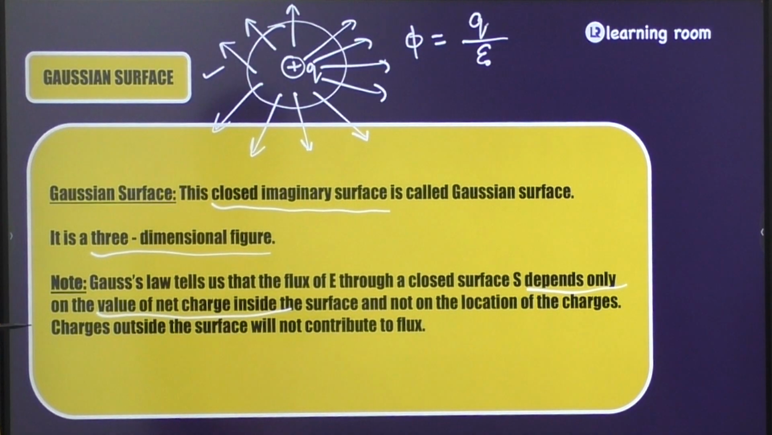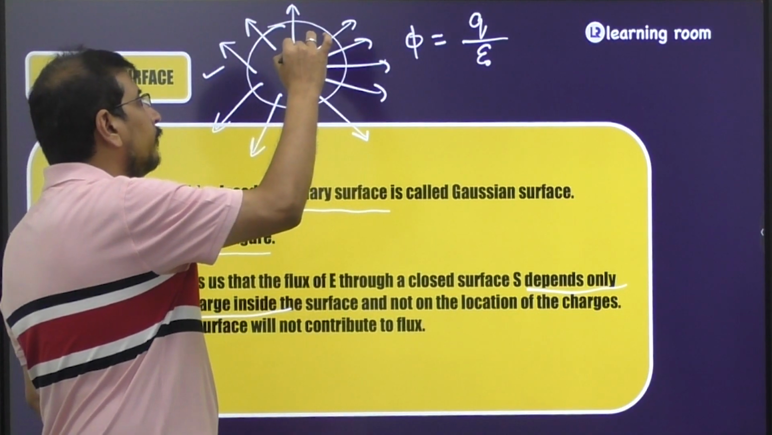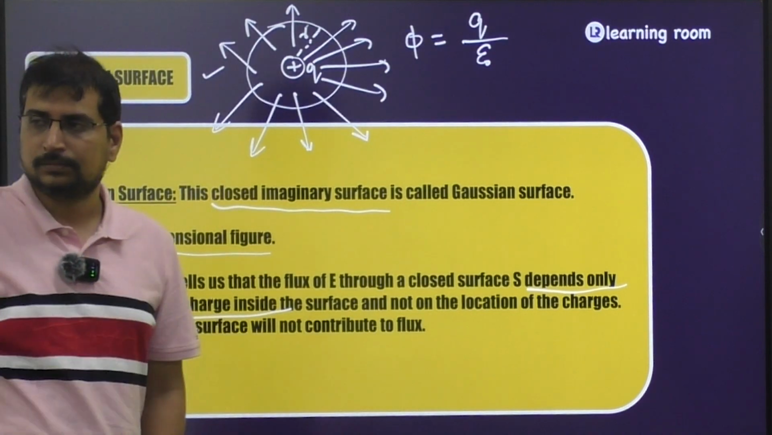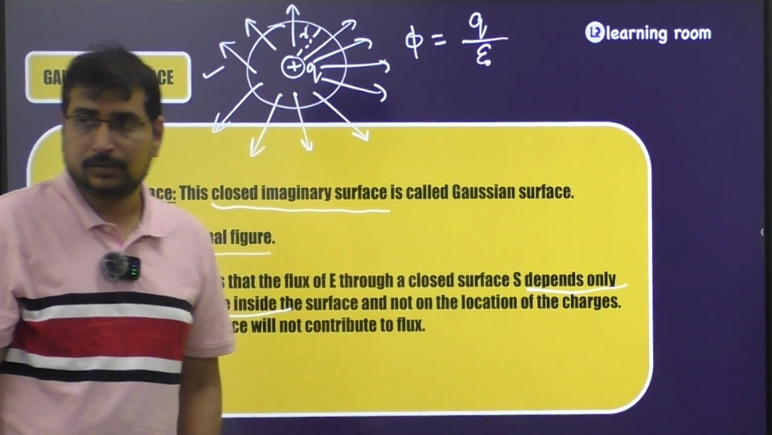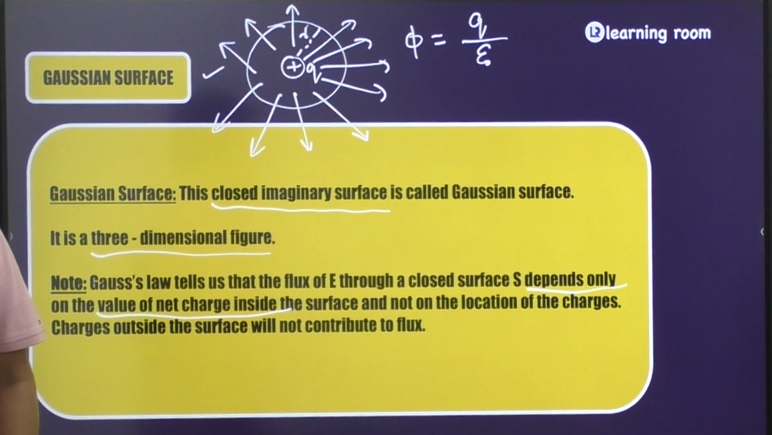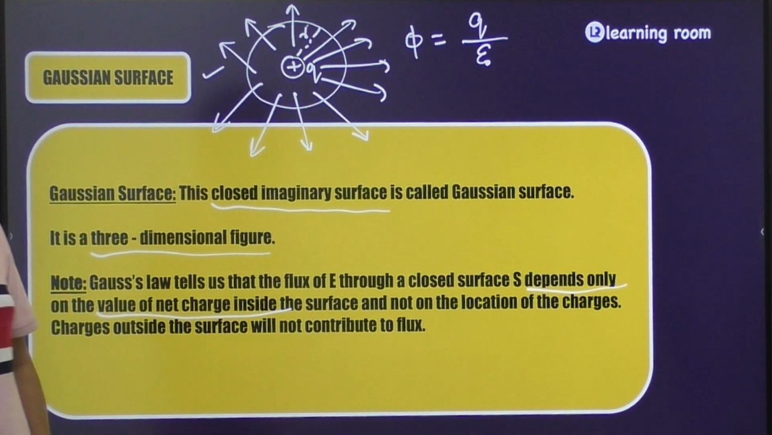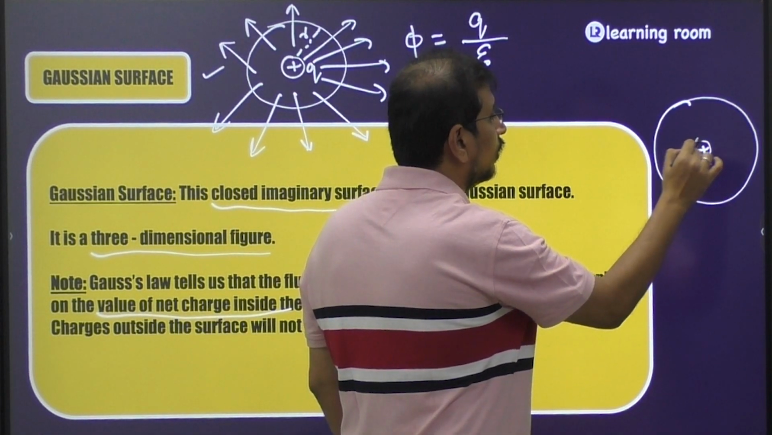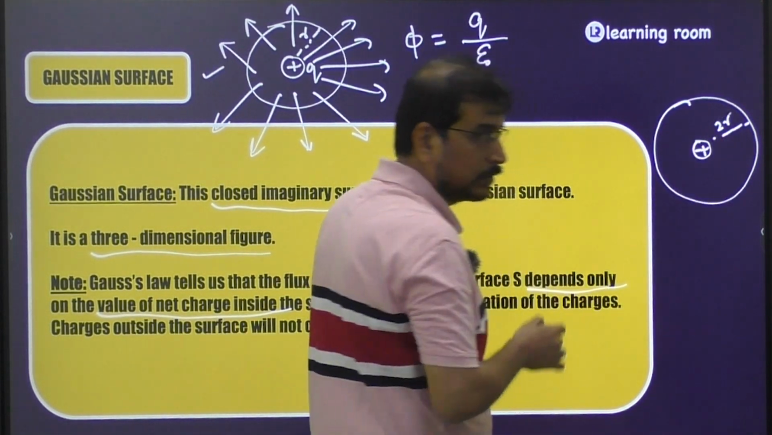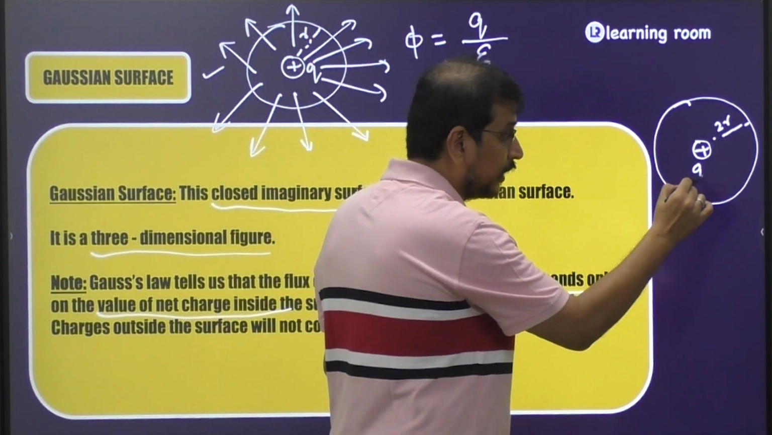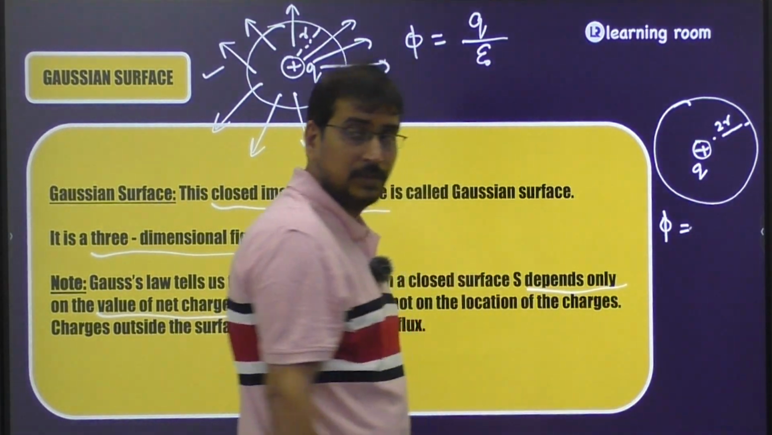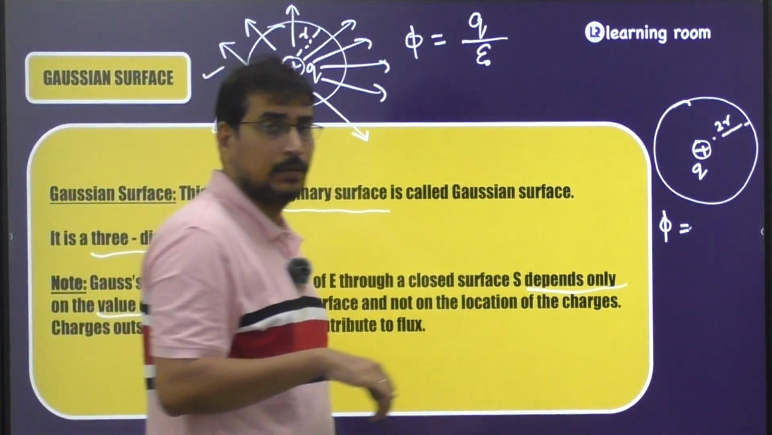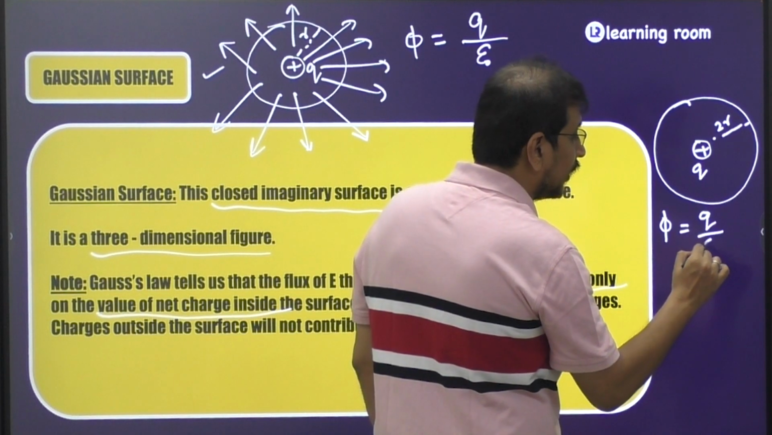Now I have a question. If I take this radius to be R, and I increase the radius from R to 2R, then what is going to be the value of flux? It should be the same value, right? It is Q divided by epsilon naught.